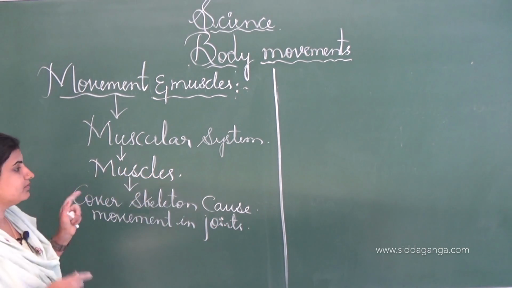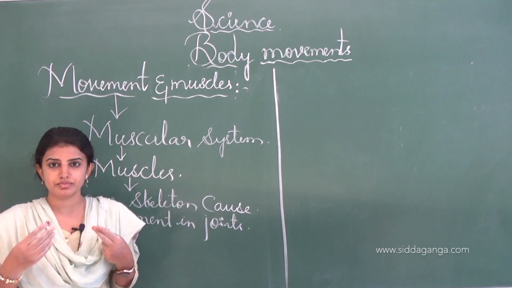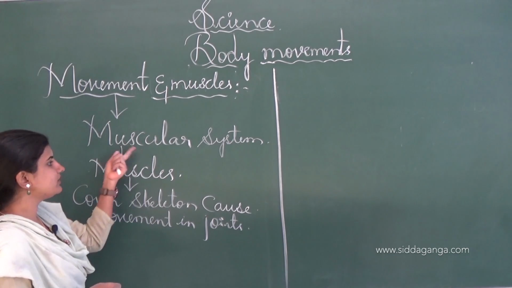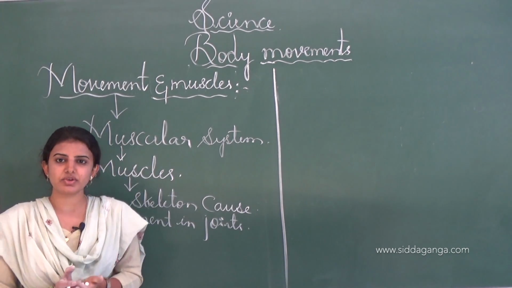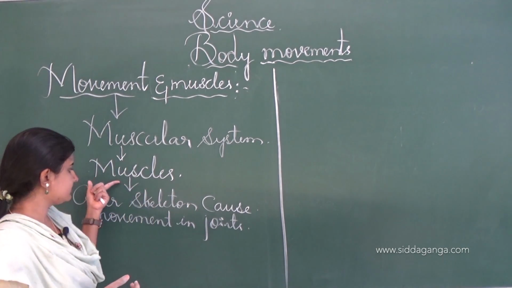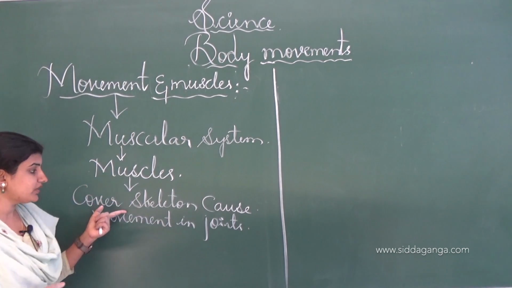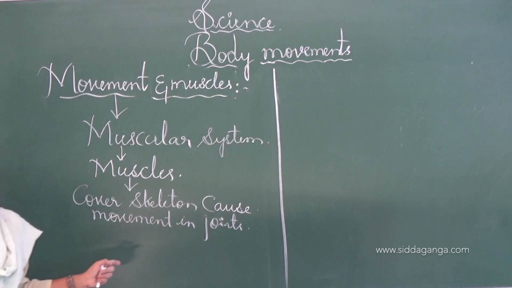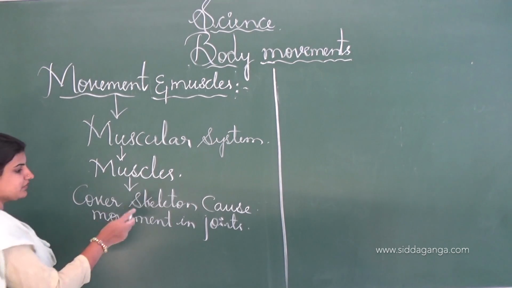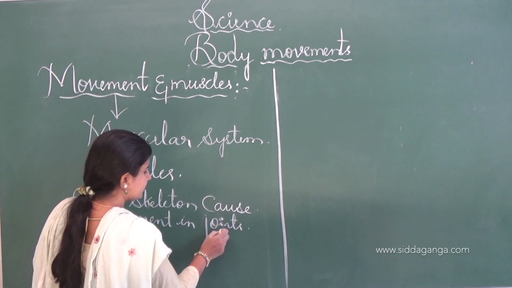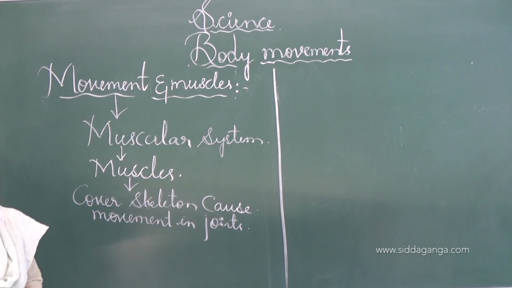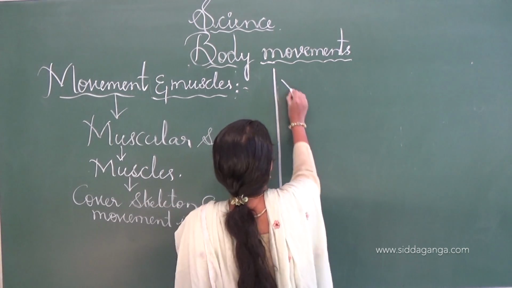Apart from the skeletal system, our body also contains another system called the muscular system. It is made up of muscles, which cover the entire skeleton and cause movement in the joints. There are different movements, and contraction and relaxation movements take place in our body.